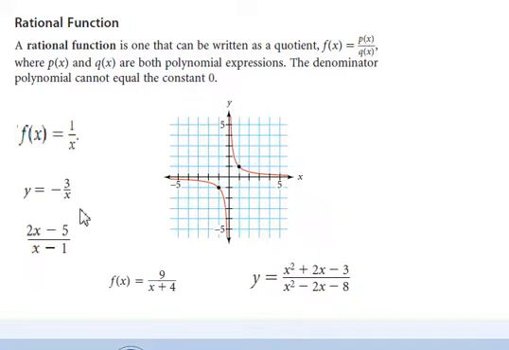We have a few other examples of rational functions: negative 3 over x, 2x minus 5 over the quantity x minus 1, 9 over x plus 4, or you can have this quadratic over this quadratic, and you get interesting shapes. You get what are called horizontal asymptotes, vertical asymptotes, holes. You want to look at interesting critical values such as x-intercepts, y-intercepts, and much more.